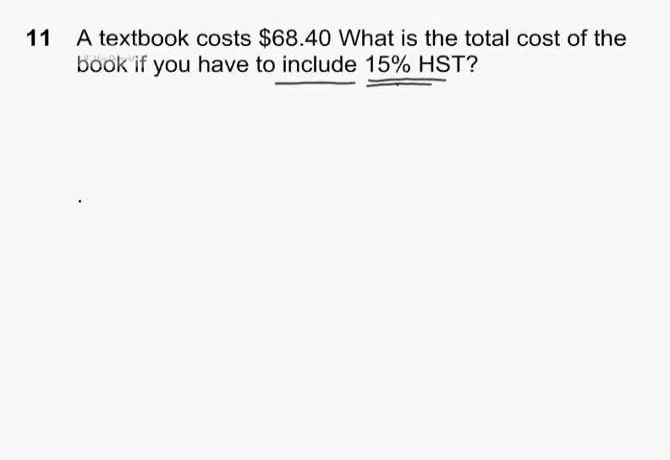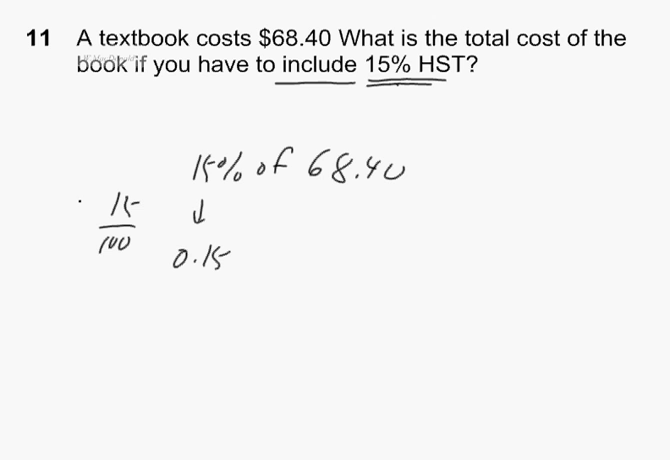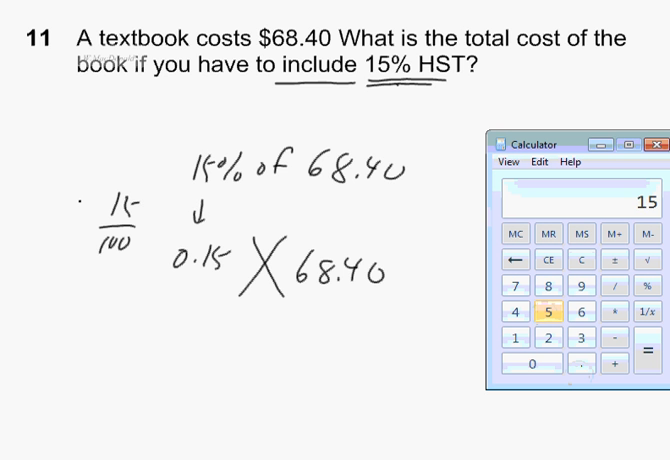Anyway, what we're going to do is use a calculator for this. So 15% of 68.40, we're going to change 15%. 15% is 15 hundredths, which as a decimal is still 15 hundredths of 68.40. We're going to take our calculator and go 15% of $68.40, which is $10.26. Now this is the tax.